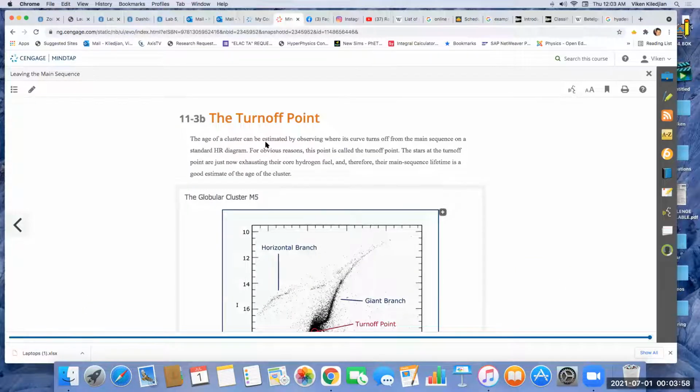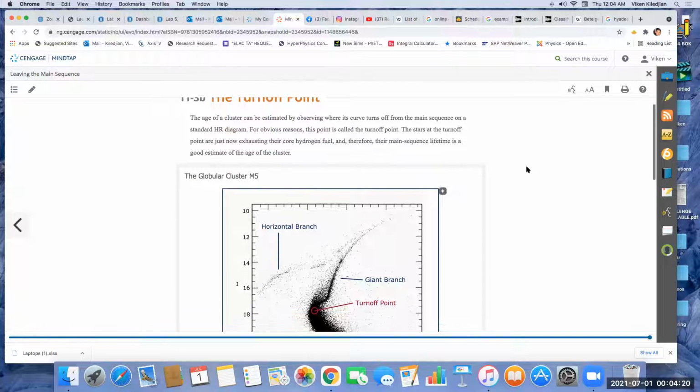But the age of a cluster can be estimated by observing where its curve turns off from the main sequence on the standard HR diagram. For obvious reasons, this point is called the turnoff point. The stars at the turnoff point are just now exhausting their core hydrogen fuel, and therefore their main sequence lifetime is a good estimate of the age of the cluster.